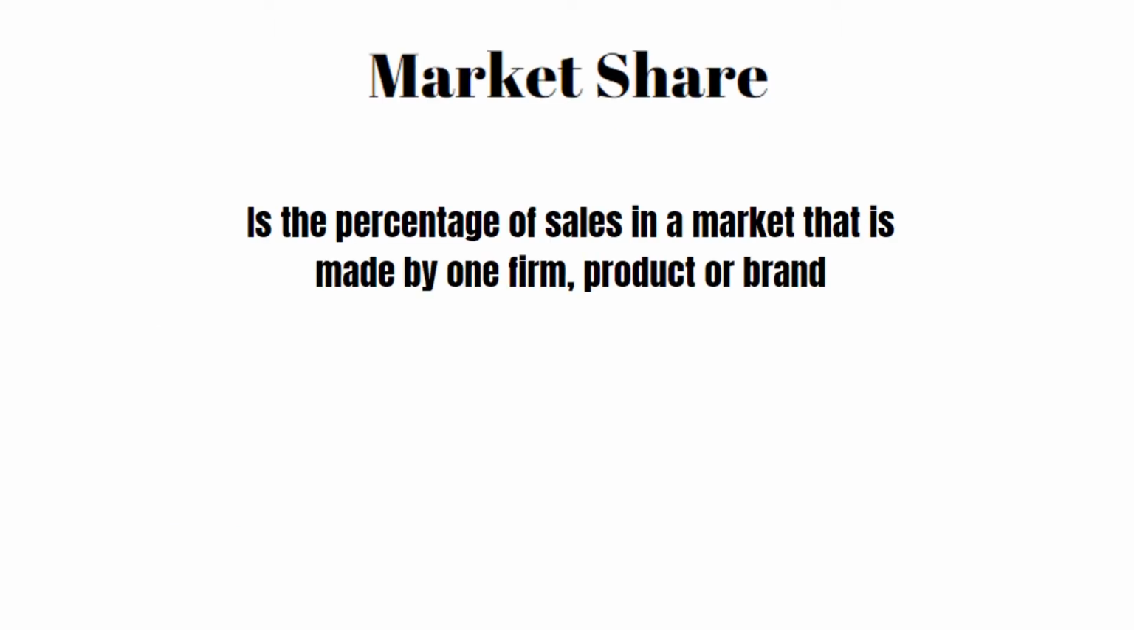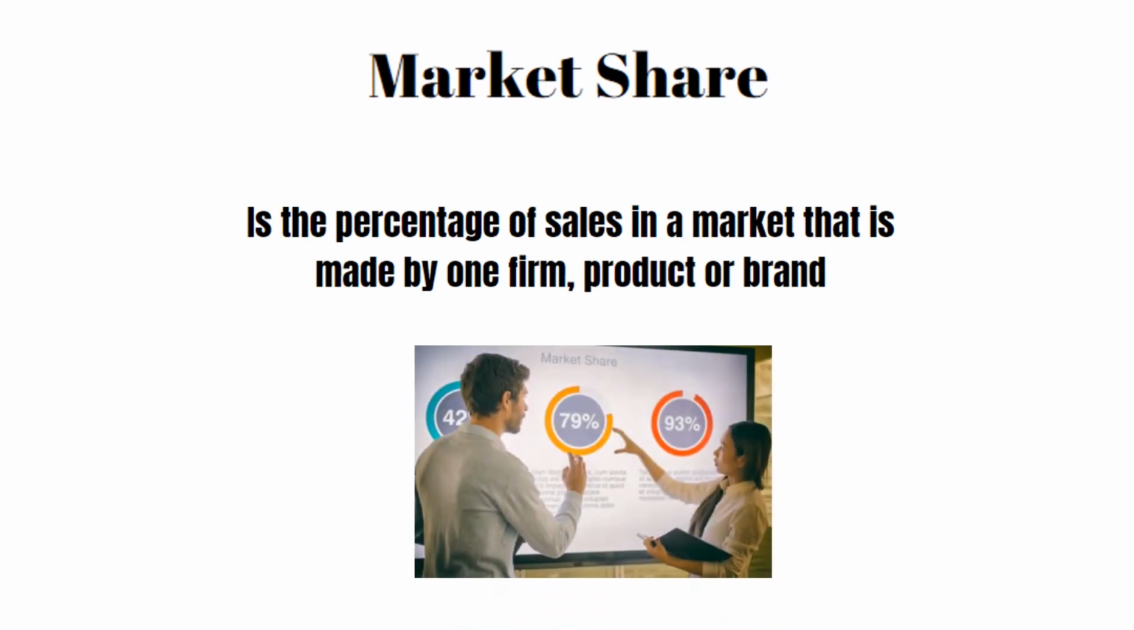Market share is calculated by dividing the company's total revenue by the total sales of the whole industry during a specific period of time. It's a percentage of sales in a market that is made by one firm, product, or brand. Businesses like to know what share of the market they have. If 1 out of every 4 PCs, for example, was a Hewlett-Packard, then this would mean that Hewlett-Packard had a 25% market share in terms of units sold.